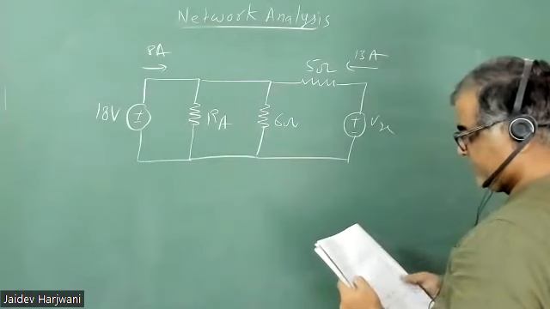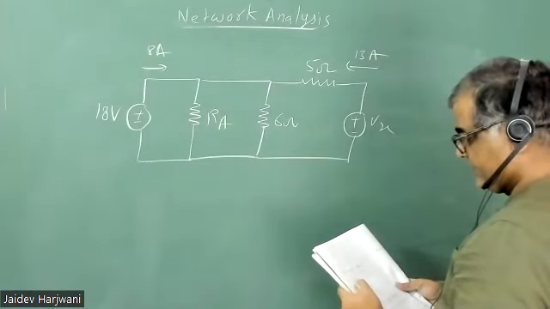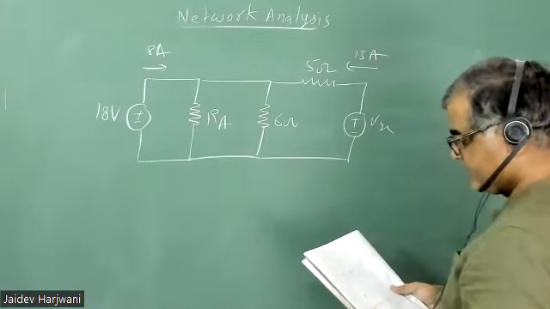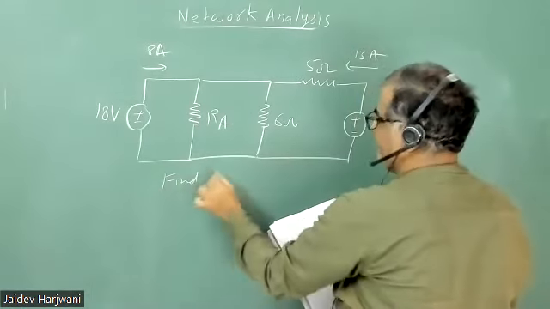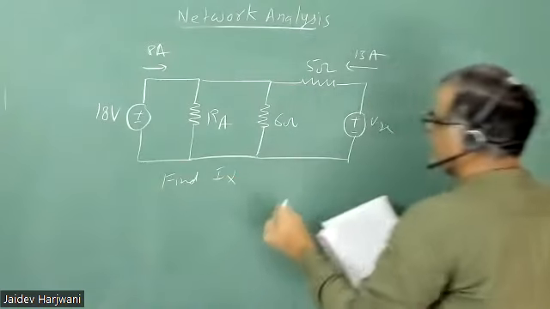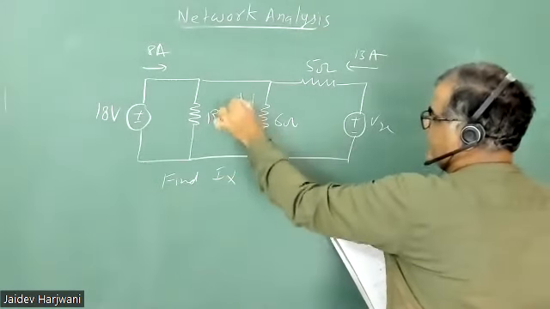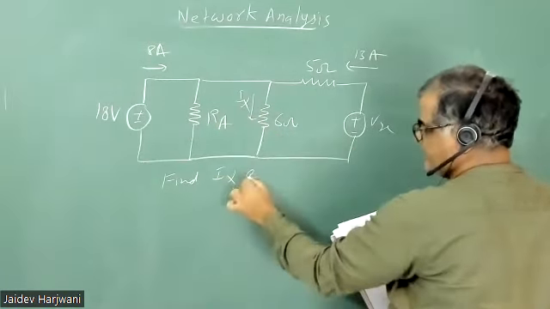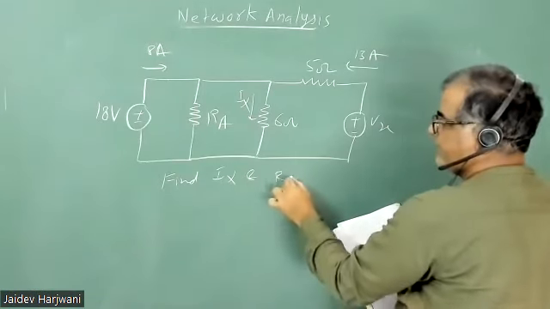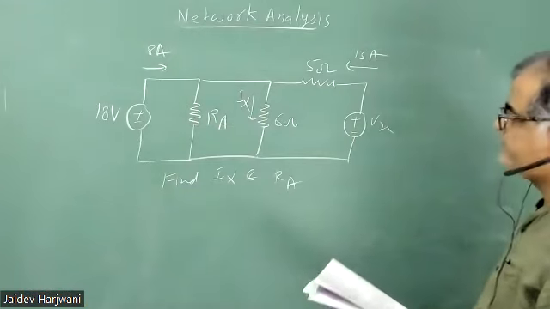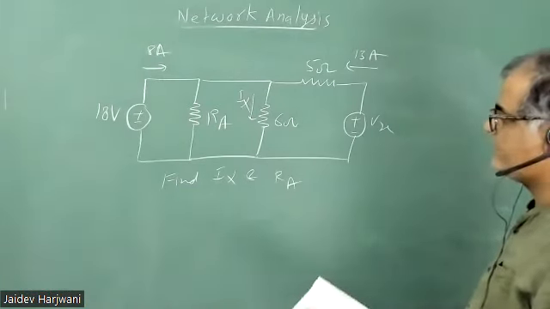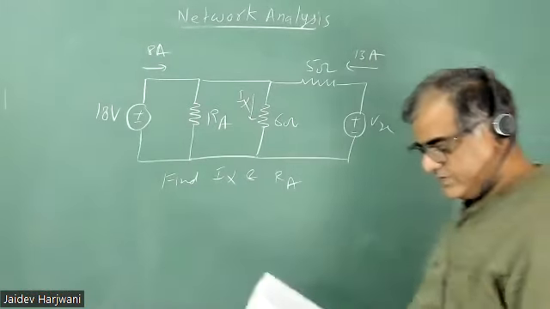13 ampere current is coming here. Okay. 8 ampere current is coming here. So he says find Ix. Ix current going here. Find Ix and RA. Okay. Find Ix and RA. How to calculate?